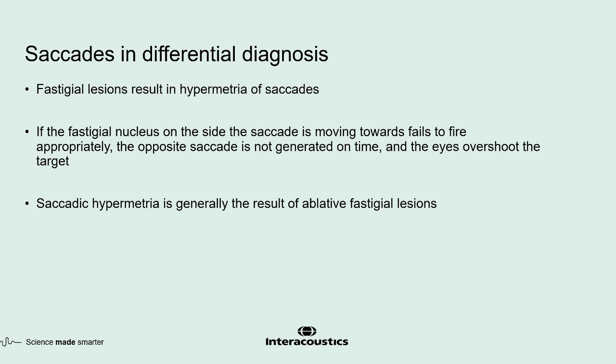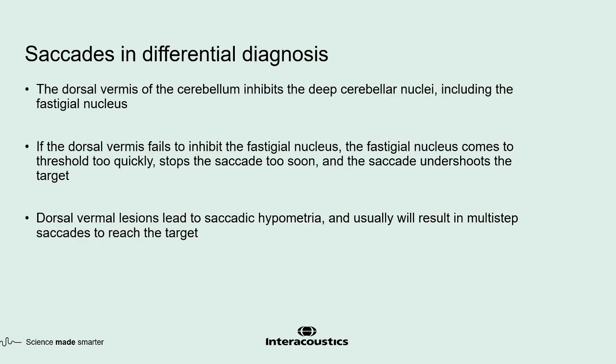Now over here, there's also the dorsal vermis. It's also known as the dorsal oculomotor vermis. We're talking about another section of the cerebellum. What the dorsal vermis does is fire down to inhibit the fastigial nuclear complex. So the dorsal vermis of the cerebellum inhibits the deep cerebellar nuclei, including the fastigial nucleus.